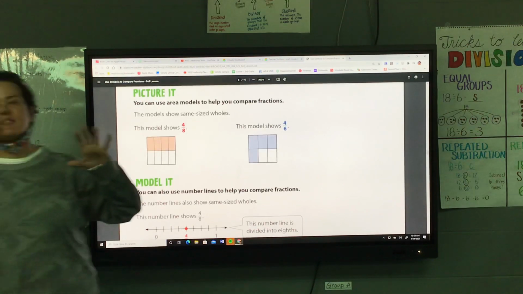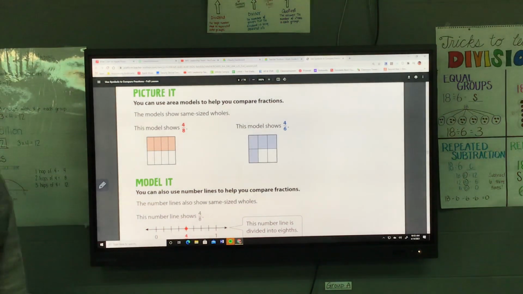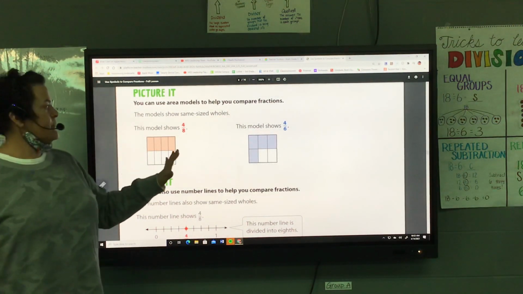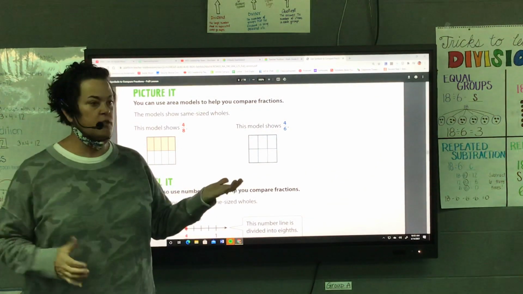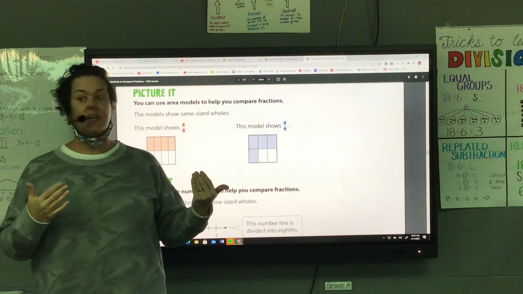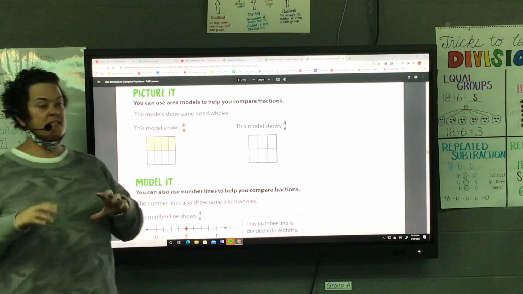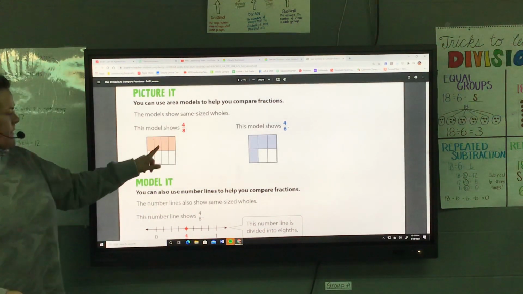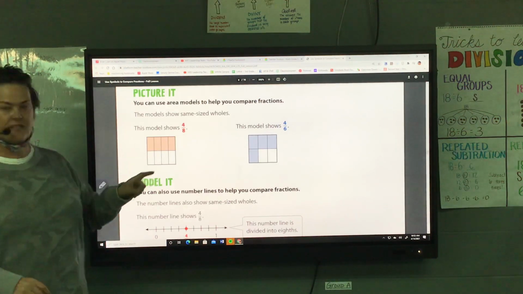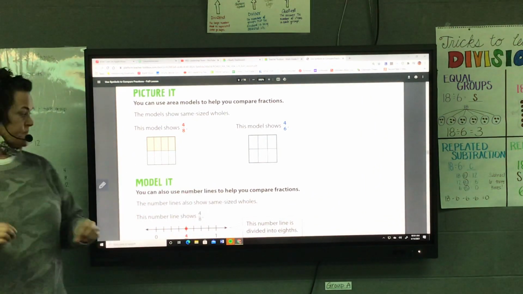So they're showing us the same thing, but they're using a different model than what I had used to show you that. Okay? The models are the same size. The whole thing is the same size. Is that important when we're comparing fractions? Yes. They have to be the same shape and they have to be the same size. Okay, so exactly the same size. What do you notice about the pieces inside the eighths? They're smaller than the sixth pieces, aren't they?